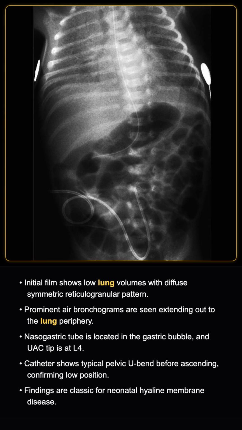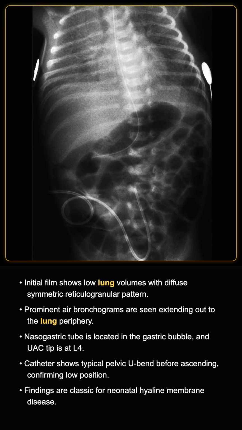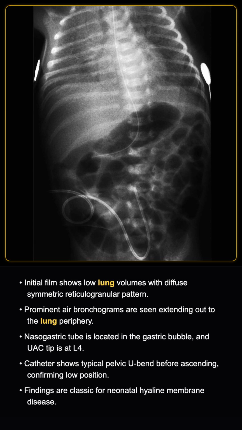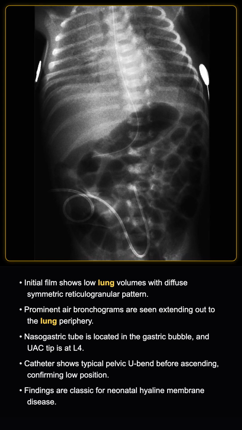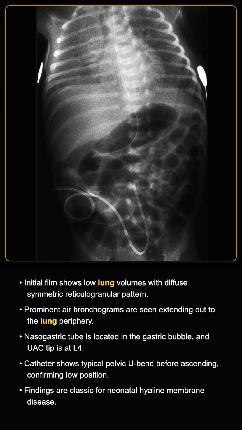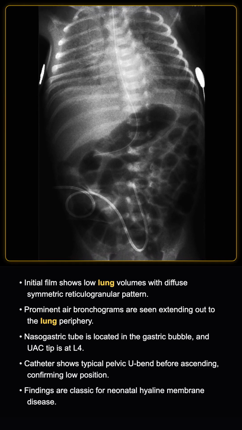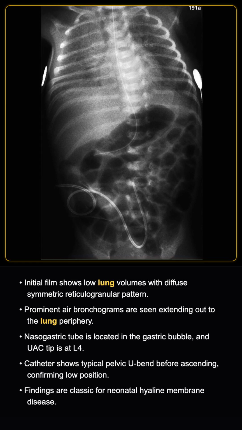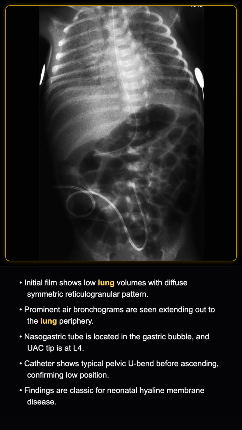A nasogastric tube is positioned in the stomach, and an umbilical artery catheter is noted, showing the characteristic U-bend in the pelvis before ascending to its tip at the level of the fourth lumbar vertebral body, which is a satisfactory low position. No pneumothorax is seen. These findings in a premature infant are typical of hyaline membrane disease.